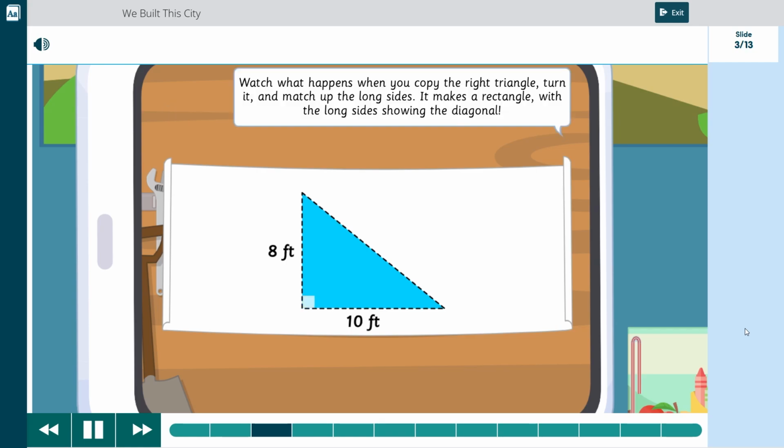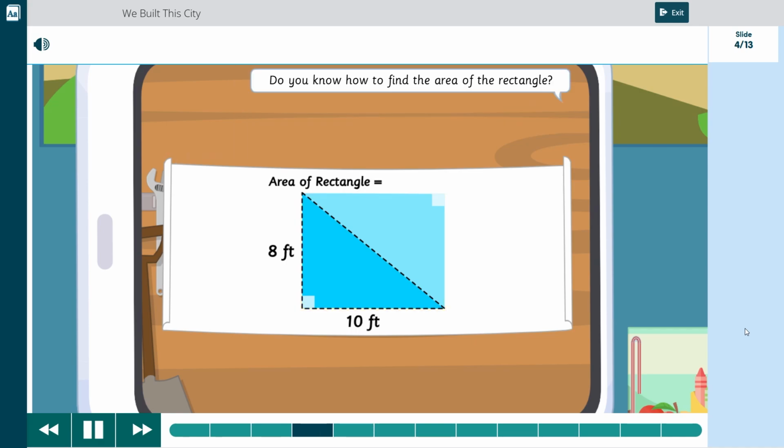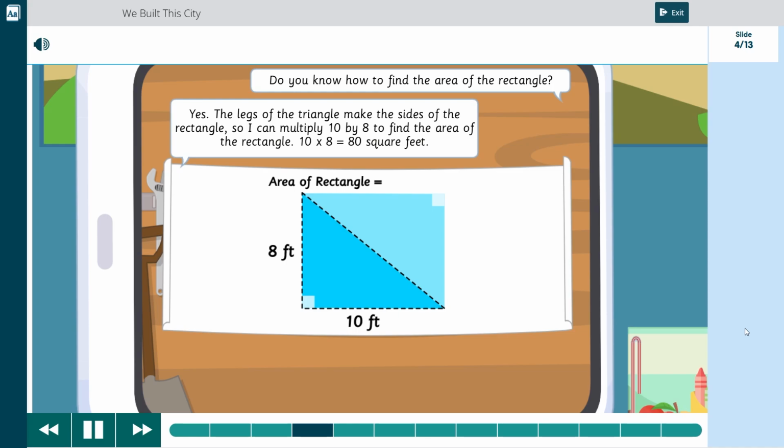Watch what happens when you copy the right triangle, turn it, and match up the long sides. It makes a rectangle, with the long sides showing the diagonal. Hey, that's cool! Do you know how to find the area of the rectangle? Yes, the legs of the triangle make the sides of the rectangle. So I can multiply 10 by 8 to find the area of the rectangle. 10 times 8 equals 80 square feet.